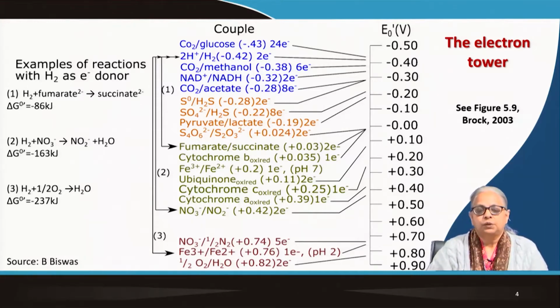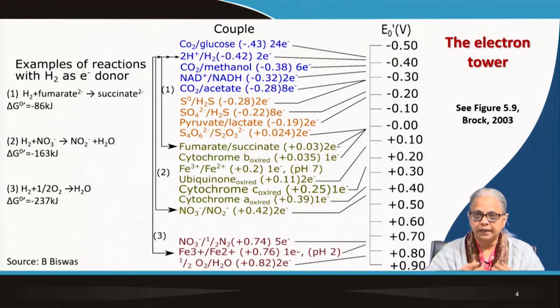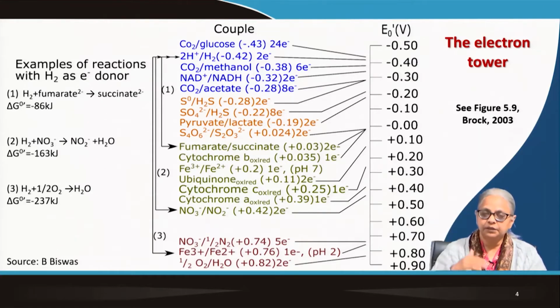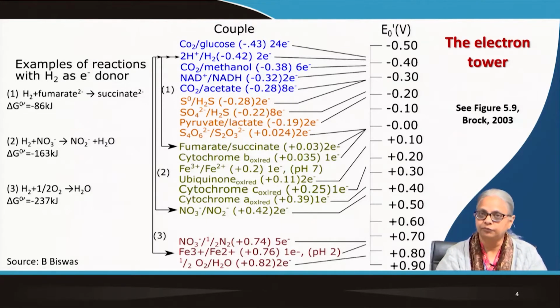So here we have the electron tower, and what you see are the most negative redox values or electron potential at the top and the most positive values at the bottom. What is important to note is that electrons released from the top of the tower are caught by the electron acceptors at the bottom of this electron tower. So the greater the fall of electrons, the greater the amount of energy released in terms of electrical potential, which can then be converted to chemical energy in the form of ATP.